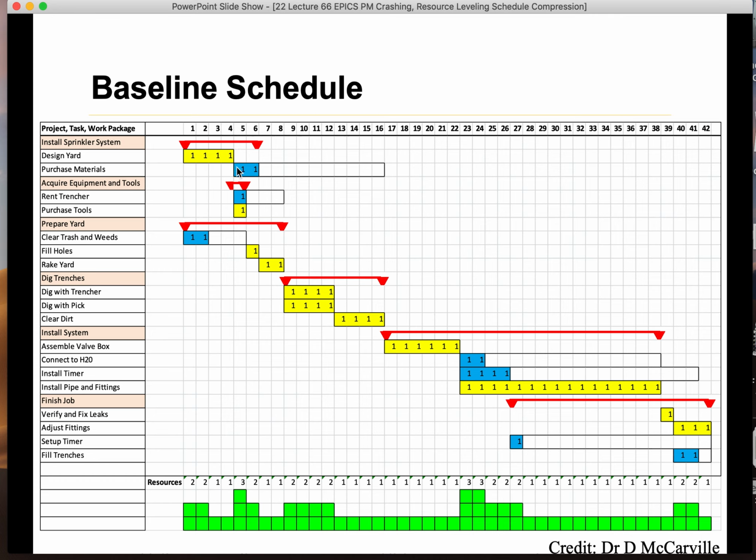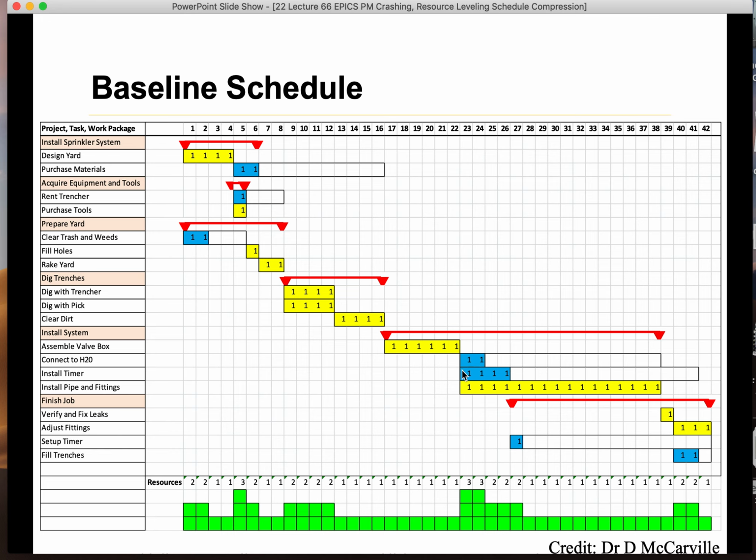Think about it. I am purchasing the material, somebody is renting the trencher, and somebody is purchasing the tools. Wait a minute, how many persons is this? 1, 2, 3. So if I collapse these blocks at the bottom, oh my god, there are 3 blocks. Let's look at here. Let's say I connect the system to water, somebody needs to install the timer, and somebody needs to install the pipe. That's good, but how can I do all of this in one day?